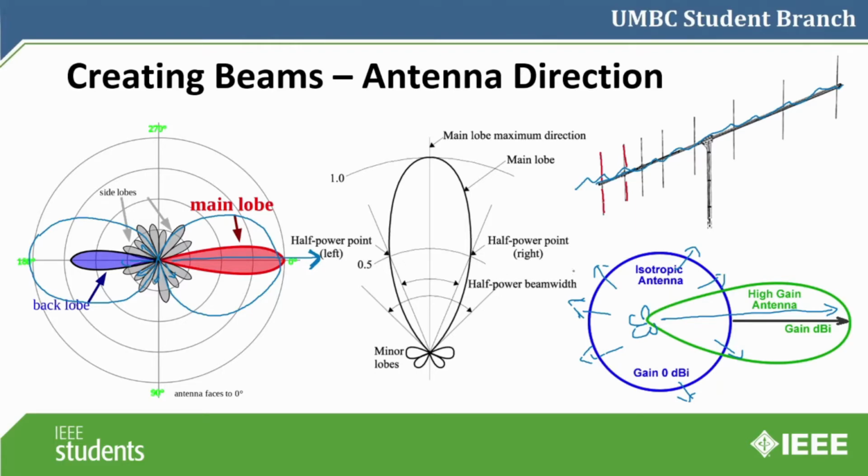And there are a couple ways that we measure the antenna gain. One is with the half power point, which is the width of this beam here.